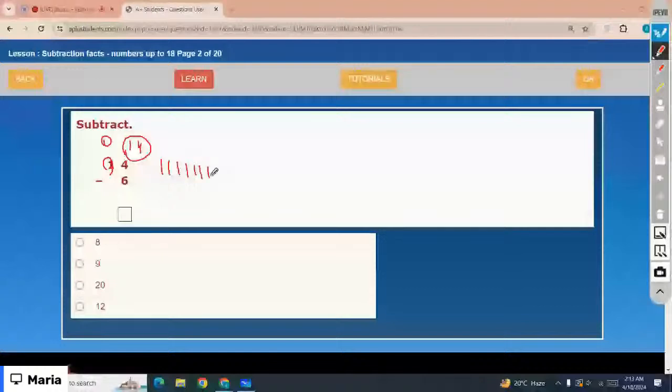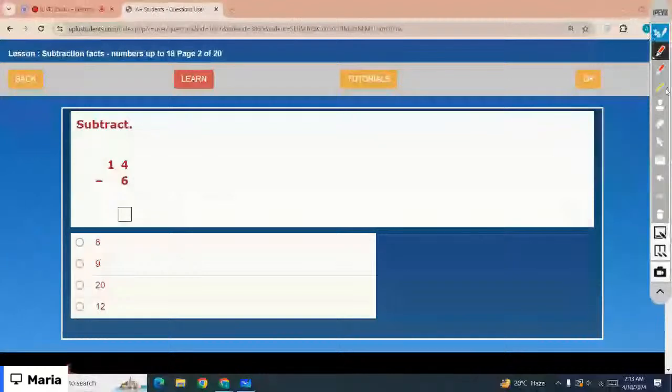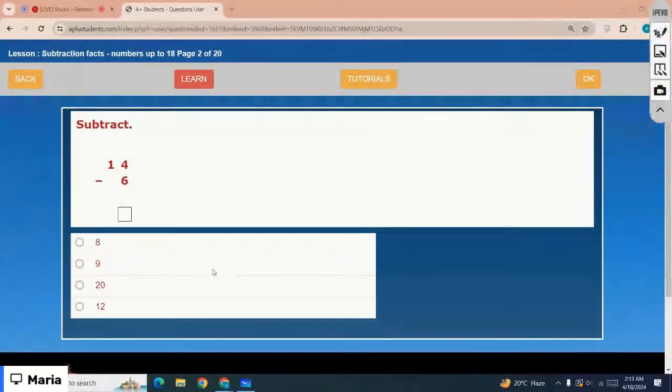1, 2, 3, 4, 5, 6, 7, 8. So 14 take away 6 is 8. Yes, the correct option is 8. Got it? The correct option is 8. 14 take away 6 is 8.